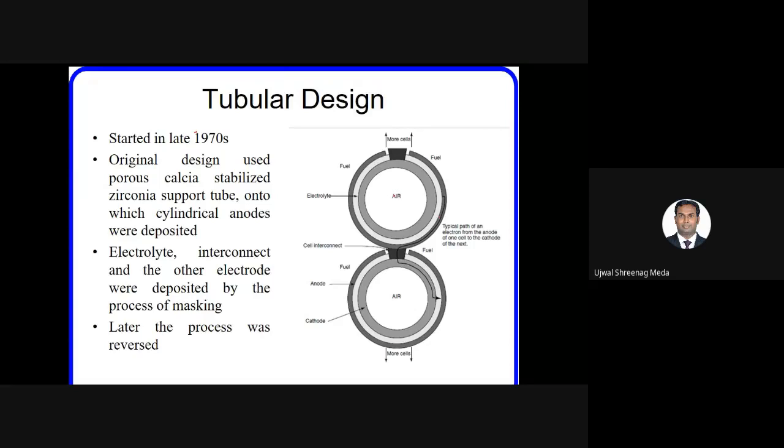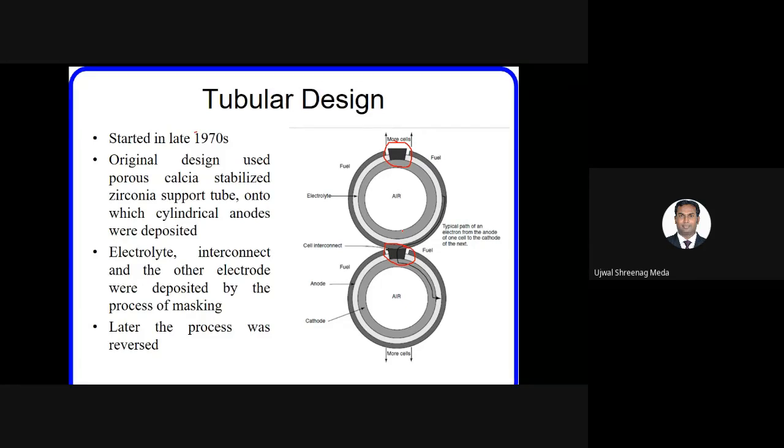So as the innermost tube is the cathode, air, the oxidant, is circulated through the inner tube, and the fuel is circulated outside, as the anode is the topmost layer. And this part here is the interconnect, which is very similar to a bipolar plate.